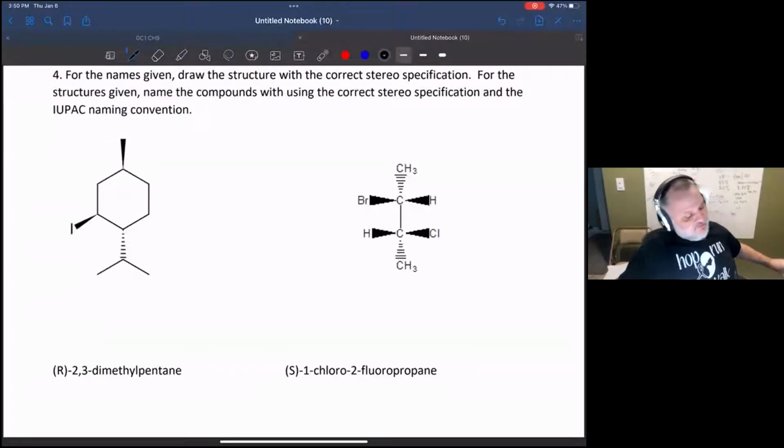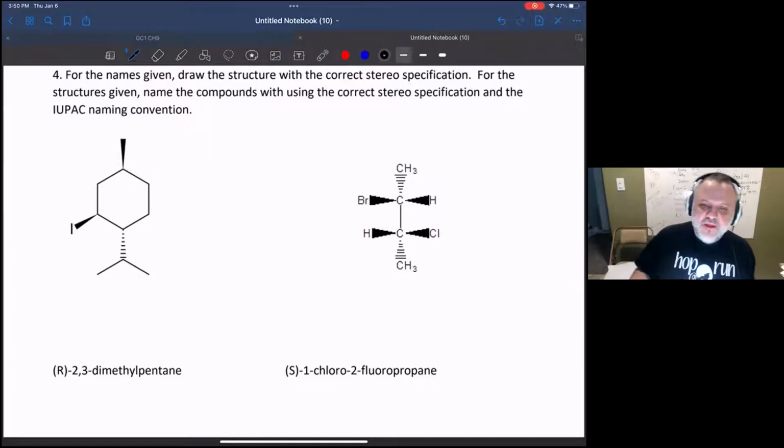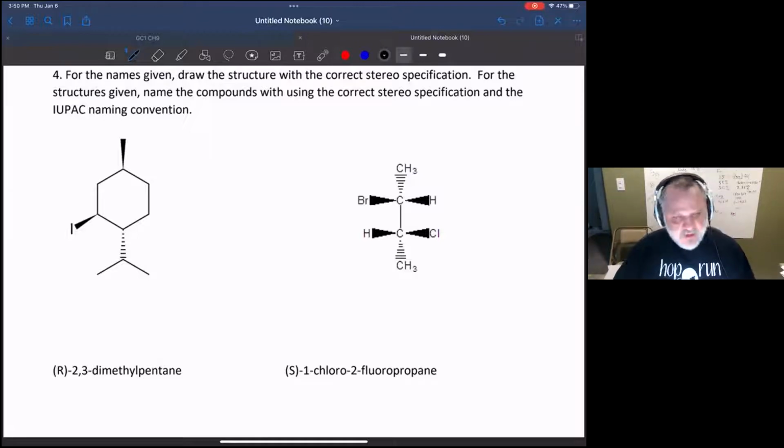Okay, we're going to do a little bit of naming, and because we're doing some naming, it's going to take just a little bit of time because we have to name them. Then we have to add the stereochemical information. So now we're at that point in the semester where not only do we have to be able to name compounds, which means all the rules for IUPAC naming, we have to be able to add the stereochemical information.